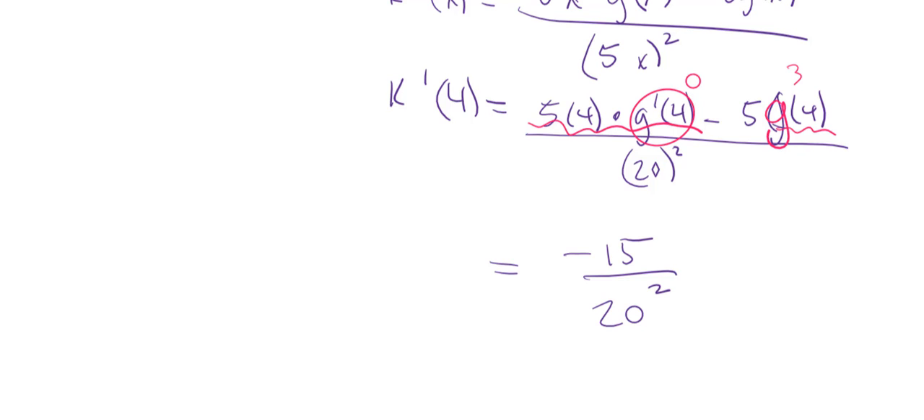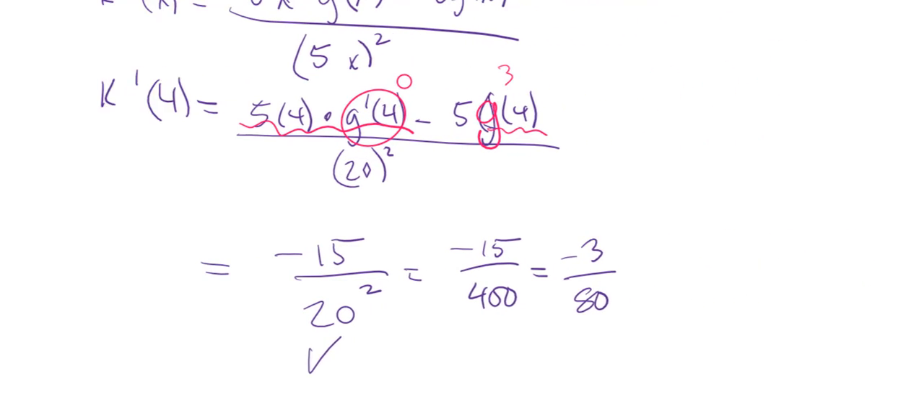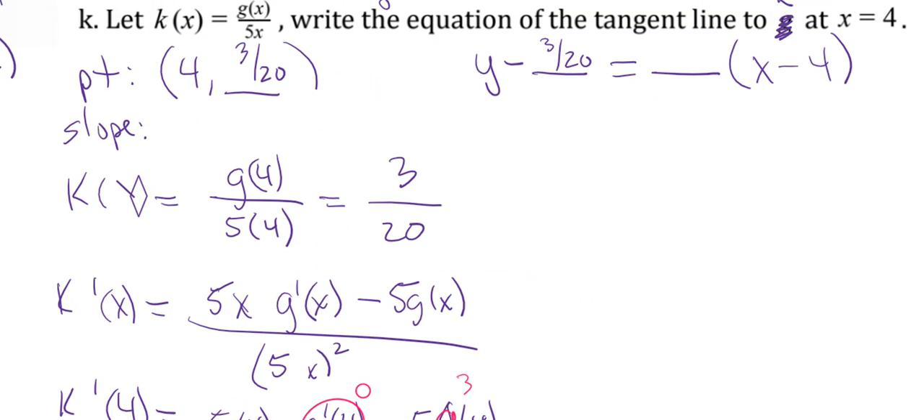Now you can leave it there, and you don't have to simplify that at all. But of course, you know, we'd like to simplify and practice our algebra skills. So negative 15 over 400, and then when you reduce that, 5 goes into both of those, so that's going to end up with negative 3 on top and then 80 on the bottom. So you could just leave it as negative 15 over 20 squared and substitute that little puppy in for the slope, and you'd be good to go. Or you could reduce it all the way down to negative 3 over 80. For the purposes of the AP exam, either one gets you the point. So negative 3 over 80 is what our slope is.